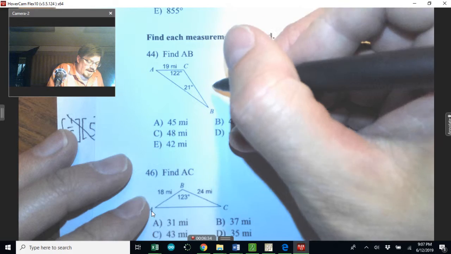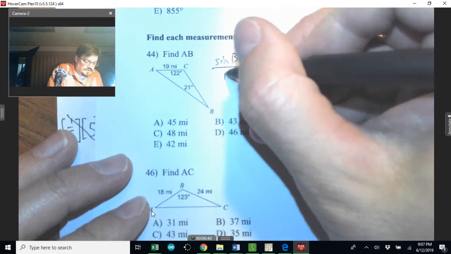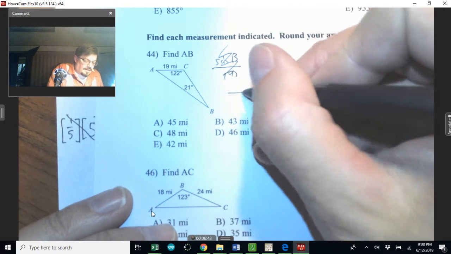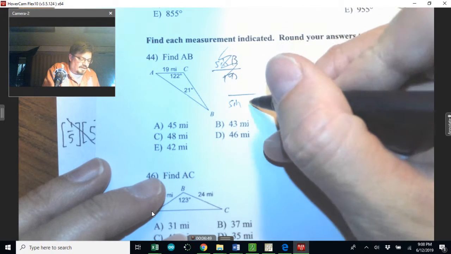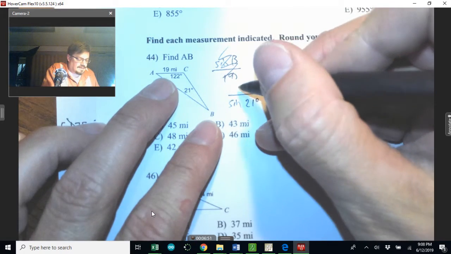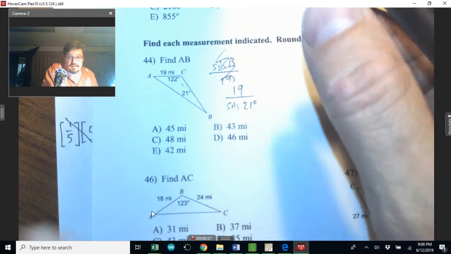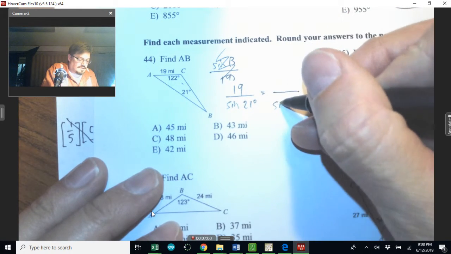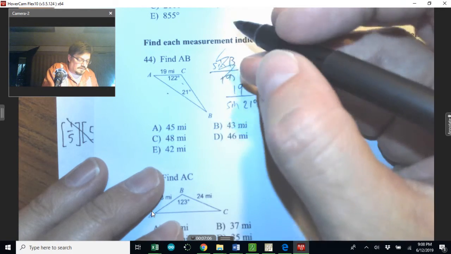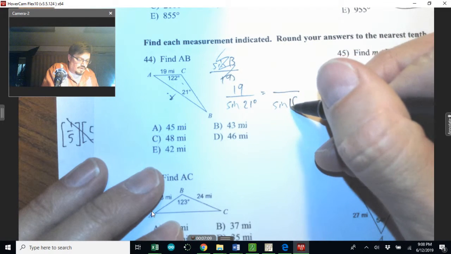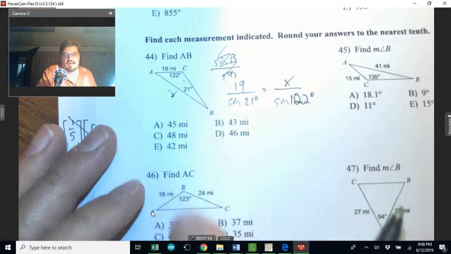So what I have here is the sine of B over 19. Well, you know what? No. Let's just fill in. And I do believe the first day we put sine in the denominator. So we'll do the sine of 21 degrees is related to 19 as the sine of C is related to this guy. And the sine of C is 122. All right, and we'll just call AB x.